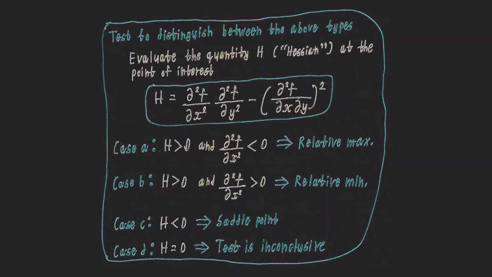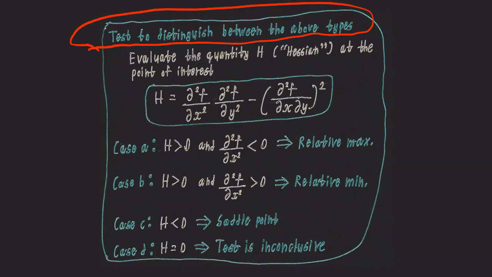But for partial derivatives, for surfaces, it's a little bit different, because it's not just finding the second order derivatives. We have this test. We evaluate the quantity called the Hessian, or H for the Hessian. We evaluate it at the point of interest. This is how we find the Hessian, and this is what the Hessian is defined as.